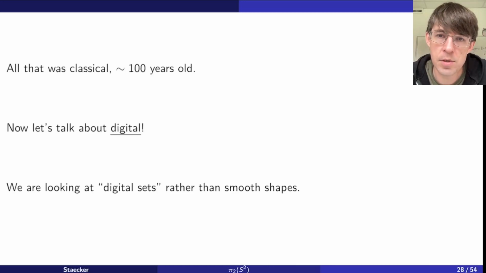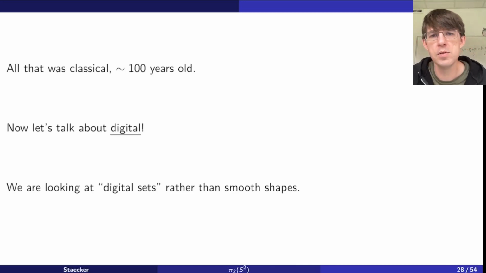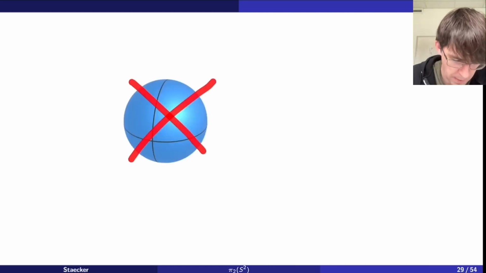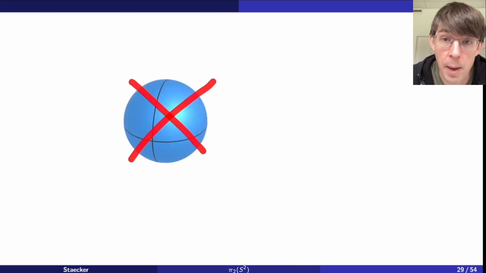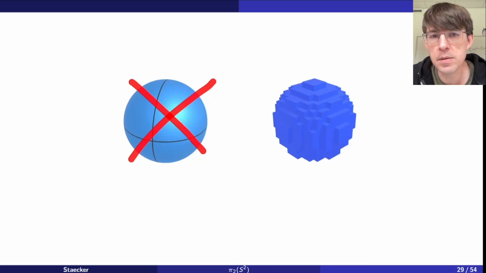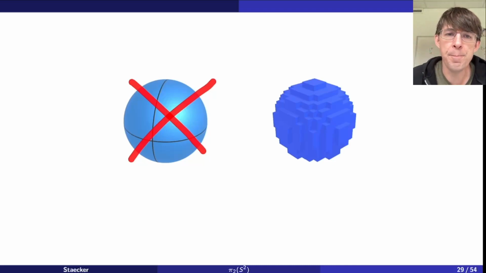A lot of the things that are true of ordinary smooth geometric shapes are also true of digital type shapes. I mean, things that are made out of pixels. But some things are different. So we're trying to figure all this stuff out. So I am no longer talking about a smooth, round sphere like that. I'm talking about some kind of digital version of the sphere, which I guess would look something like this, some kind of Minecraft or Lego version of whatever shape you want to talk about.